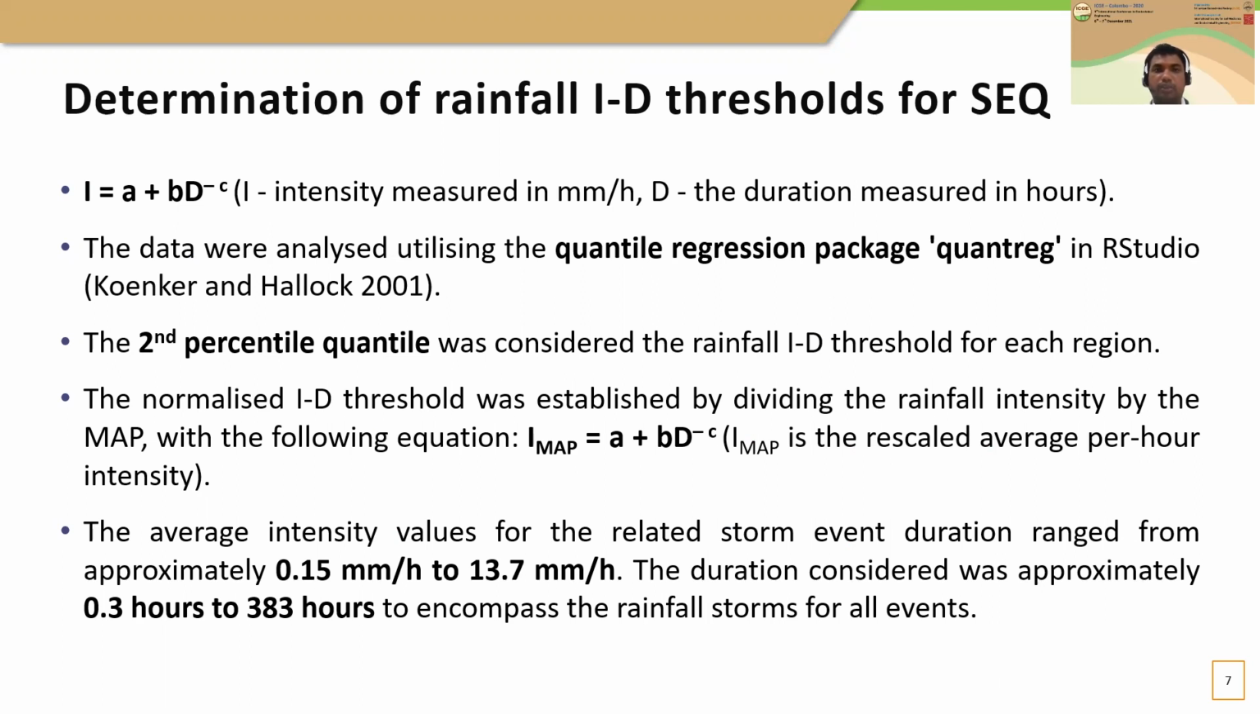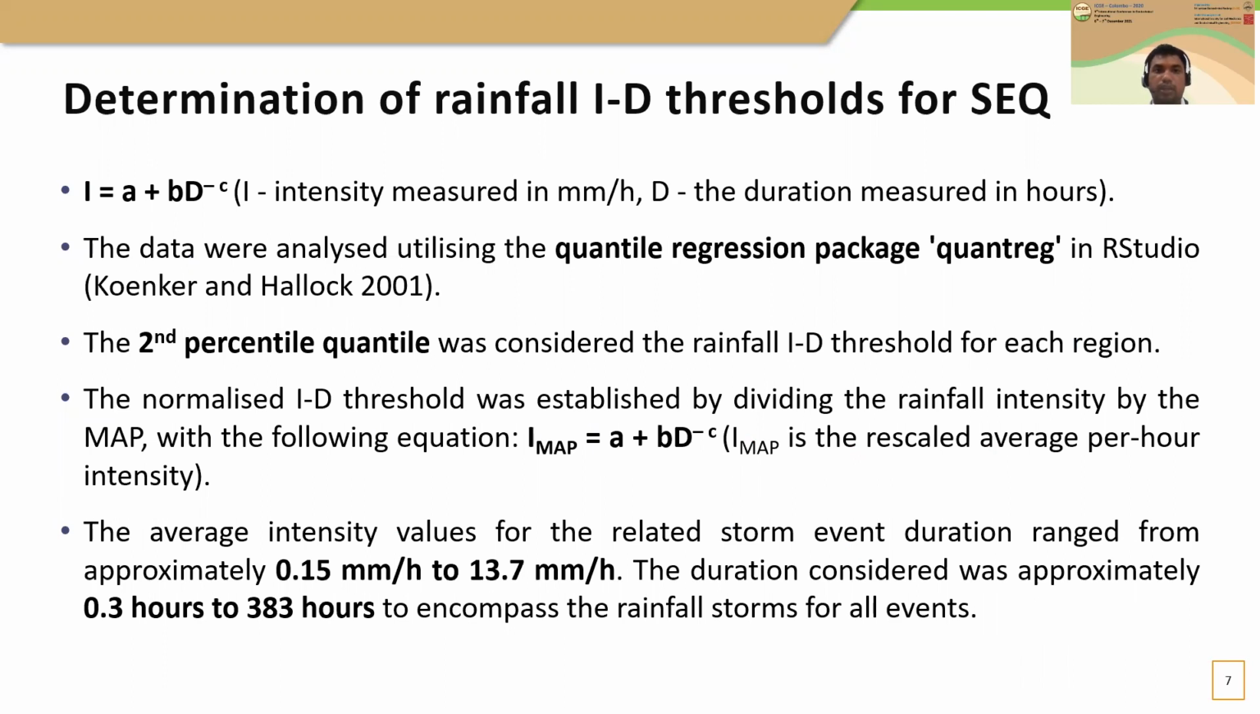Additionally, a rainfall event was defined as the rainfall period delimited by a non-rainfall period of 24 hours or more. In order to determine the rainfall ID thresholds objectively, a quantile regression method was used in the form of I equals A plus B times D to the power negative C, where I is the intensity measured in millimeters per hour and D is the duration in hours.